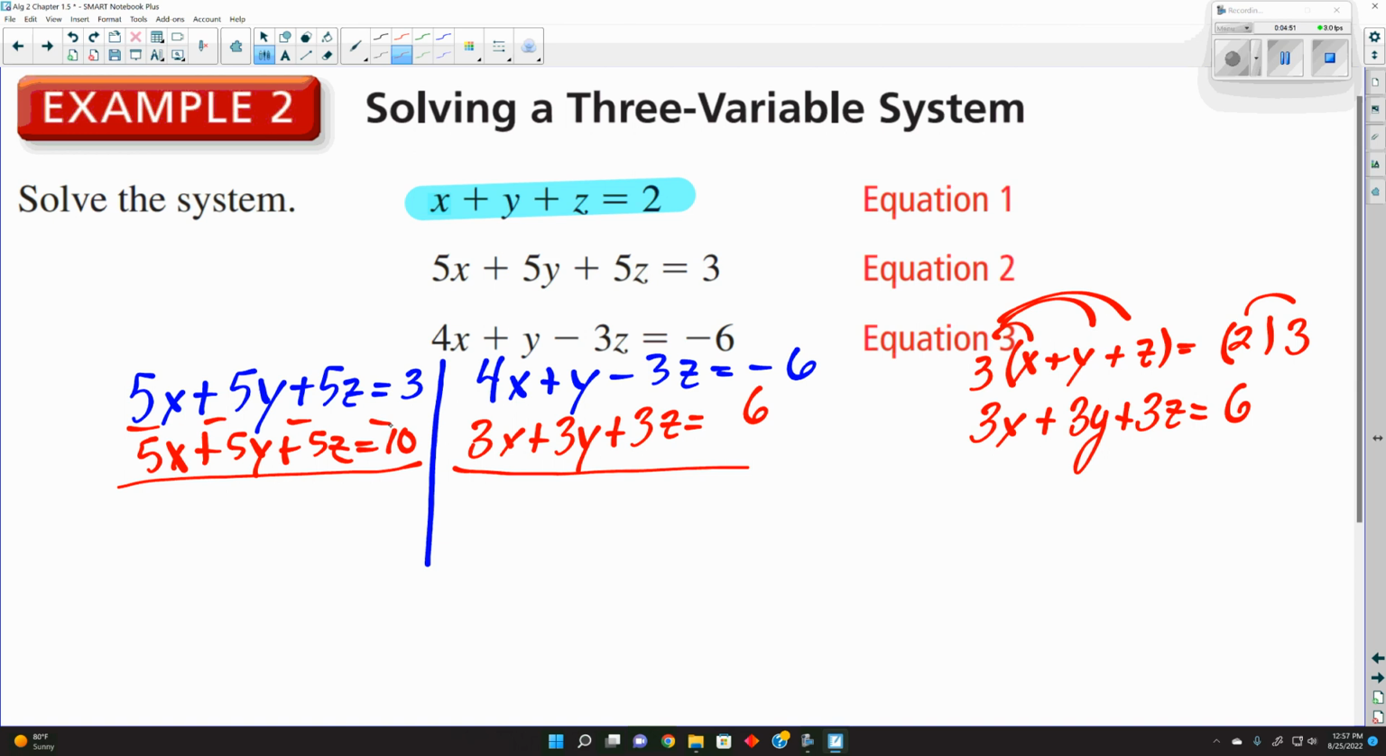So we'll start off with x. So 5x minus 5x is 0. They cancel each other out. 5y minus 5y is, 5z minus 5z. So that entire side of the equation became 0.